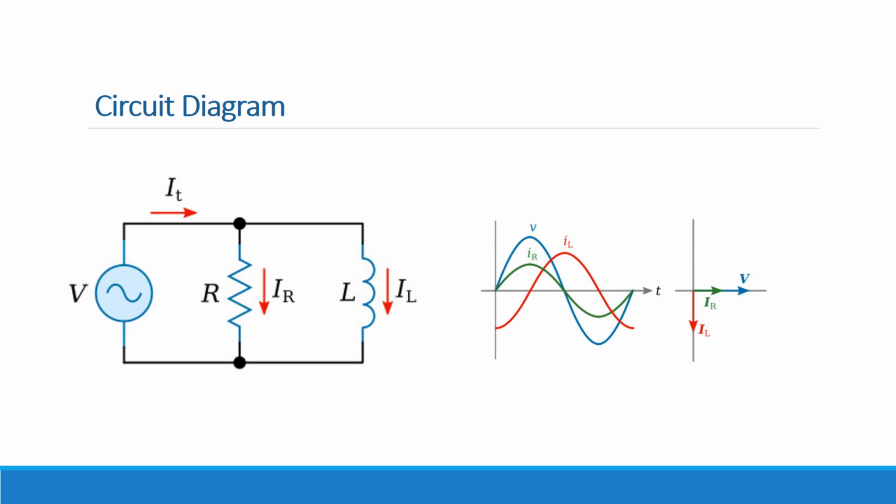In this graph, we can see the blue line is the voltage, the green line is the current of the resistor, and the red line is the current of the inductor. The inductor current lags the voltage by 90 degrees. The resistor current is in phase with the voltage.